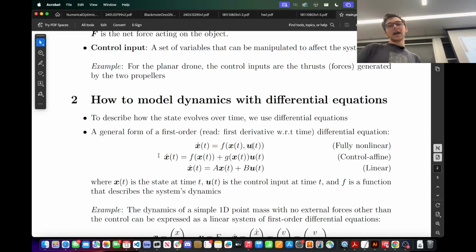Cool. And then, most restrictively, you can have your dynamics be fully linear. What that will look like is x dot equals some matrix A times x plus B times u. If you were to set u to be 0, A tells you how the system responds over time if you were to start it out at some initial state.